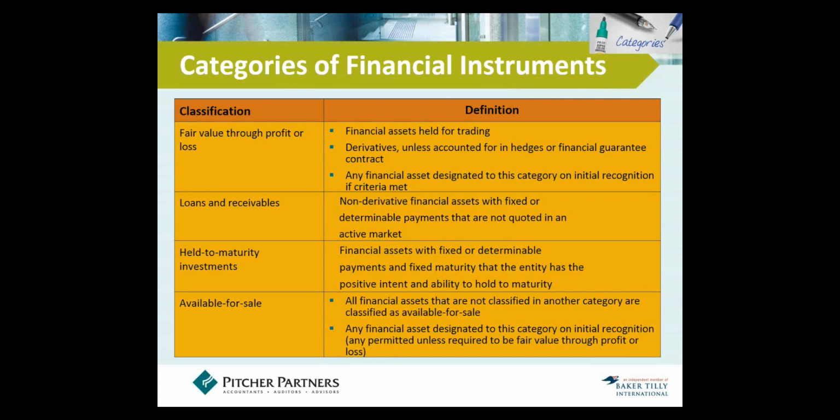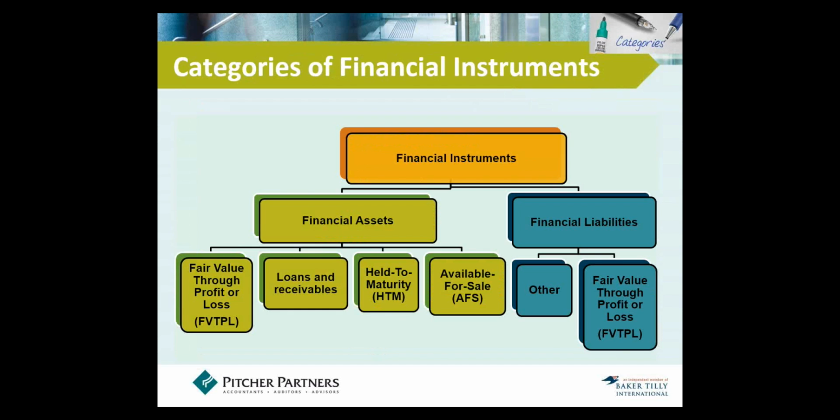So the categories of financial instruments, this slide is just a little bit of a summary to say, how do we put the different categories on one page. So it's a repeat of the previous slide on fair value through profit and loss, loans and receivables, held to maturity and available for sale. So remember, we're looking at the categories, and these are the categories. We've looked at the 4 financial assets. Let's now move on and look at the financial liabilities.